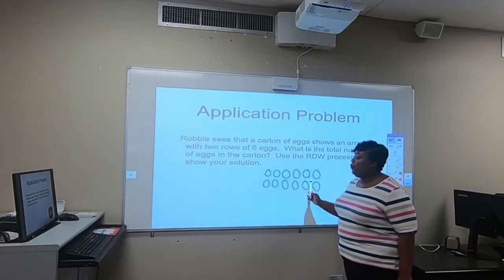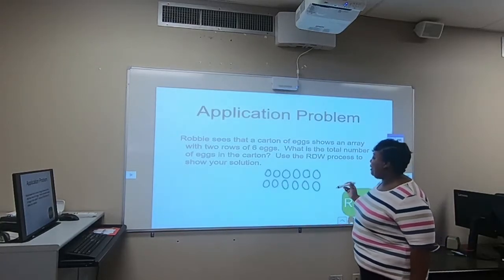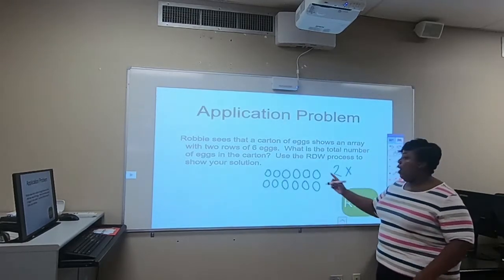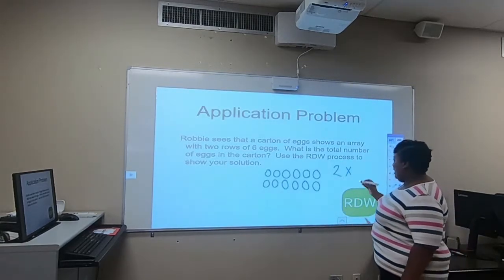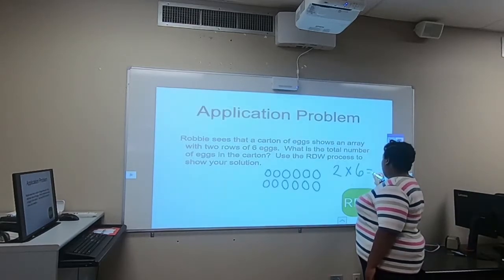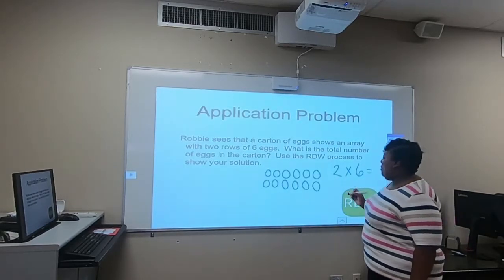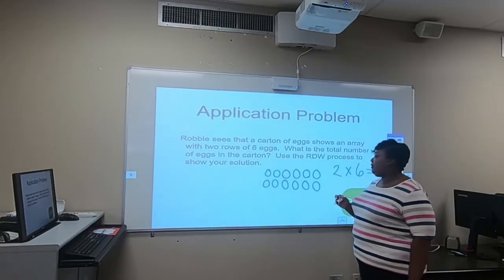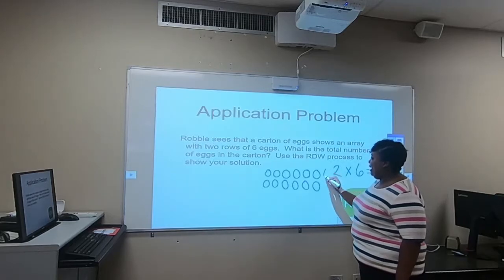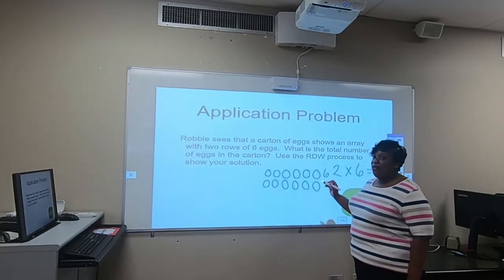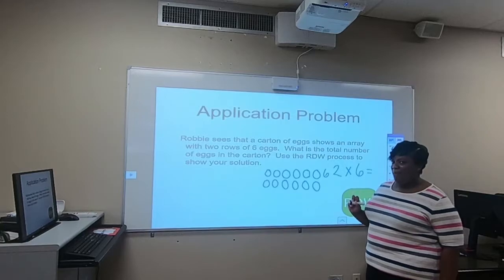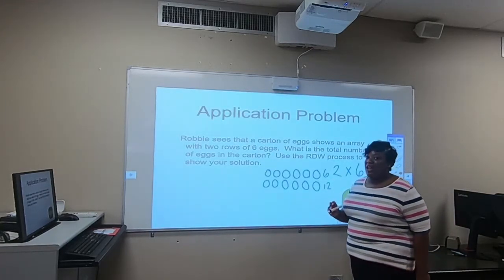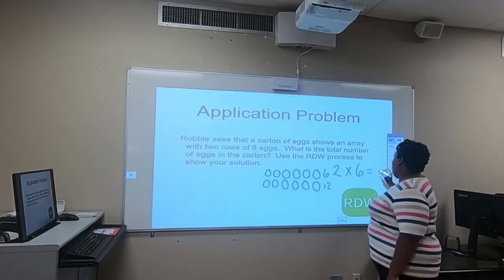So we have 2 rows, so we have the number of groups is 2. And what's the size of each group? How many are on each row? 6. Now we can skip count to find the total number, you guys. So how many are on my first row? 6. And if I add another row of 6, how many would that be? 6 plus 6. That's correct, it's 12. So 2 times 6 equals 12.